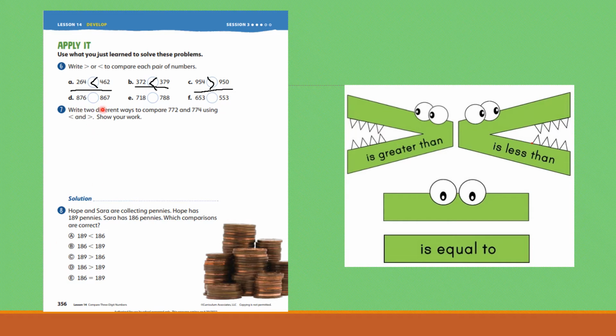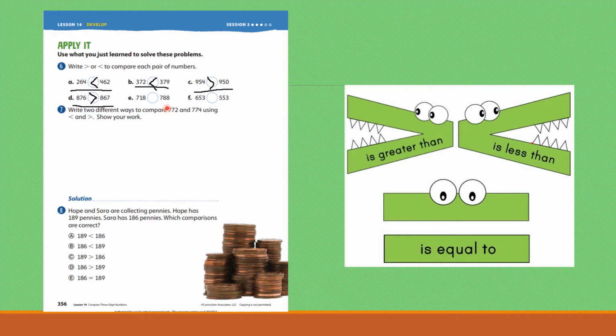876 and 867. Compare your hundreds. 800, 800. Compare your tens. 7 tens, 6 tens. 7 tens is greater than 6 tens. So I know my alligator mouth has to be open to the bigger number. And I read that as 876 is greater than 867. Let's go to the next problem.